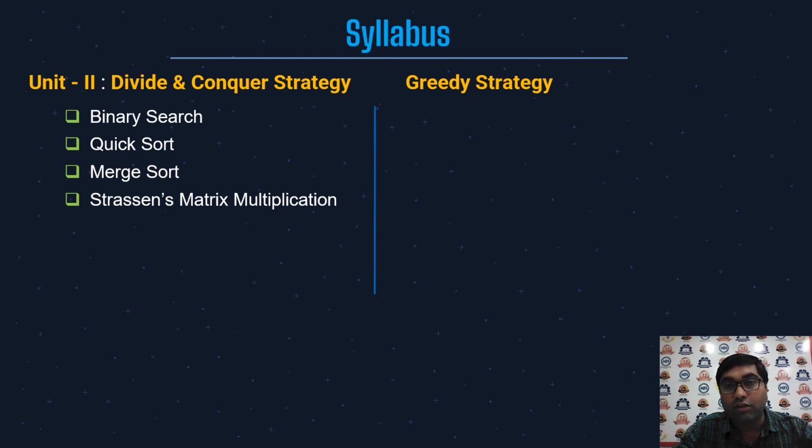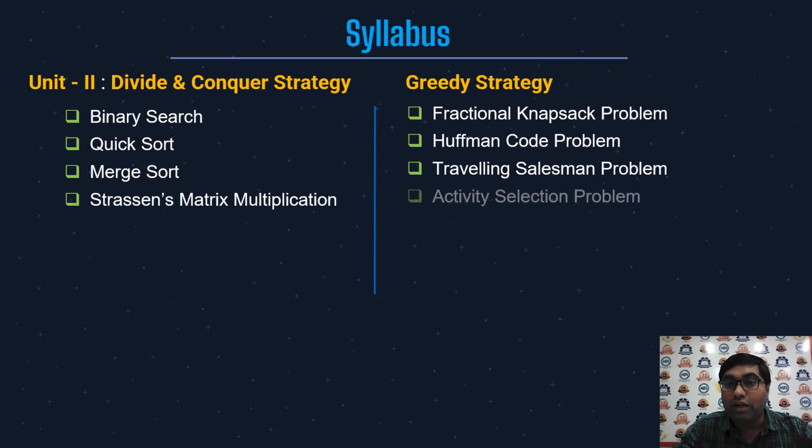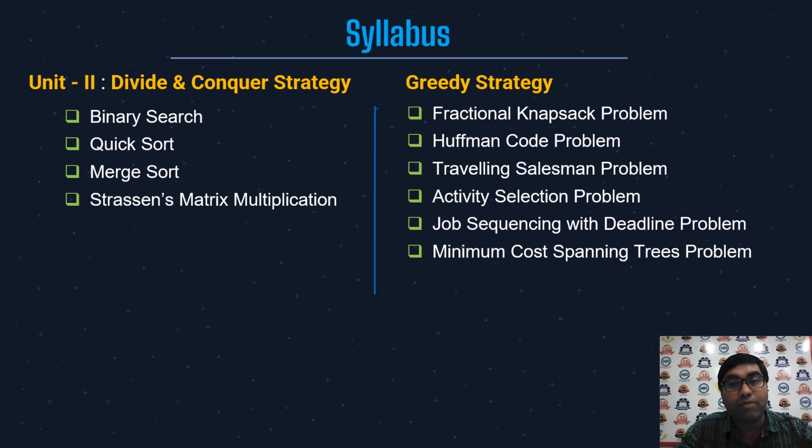In the second half of unit number 2, we go for some problem solving by using the greedy strategy. In greedy strategy, very first we study the fractional knapsack problem. Second will be the Huffman code problem. Third, the traveling salesman problem. Fourth, the activity selection problem. Fifth, the job sequencing with deadline problem. Then the minimum cost spanning tree problem, where we study Prim's algorithm and Kruskal's algorithm. Sixth is the single source shortest path problem, where we go for Dijkstra's algorithm. So all these are the topics related to unit number 2.